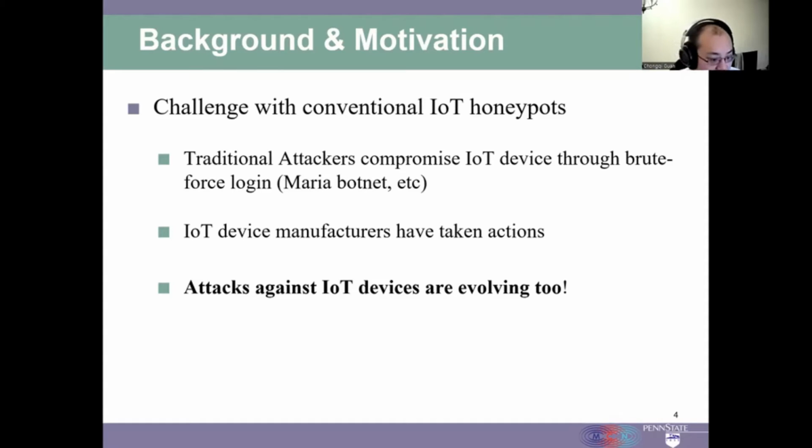For example, some IoT device manufacturers choose to use random default passwords to mitigate password cracking. Others choose to disable the telnet and SSH services by default. On the other hand, attacks against IoT devices are also evolving. For example, instead of simple password cracking, some attackers are targeting various types of vulnerabilities on IoT devices. If there is a remote code execution vulnerability on the target device, attackers can still inject malicious code and corral the target device into their botnet.